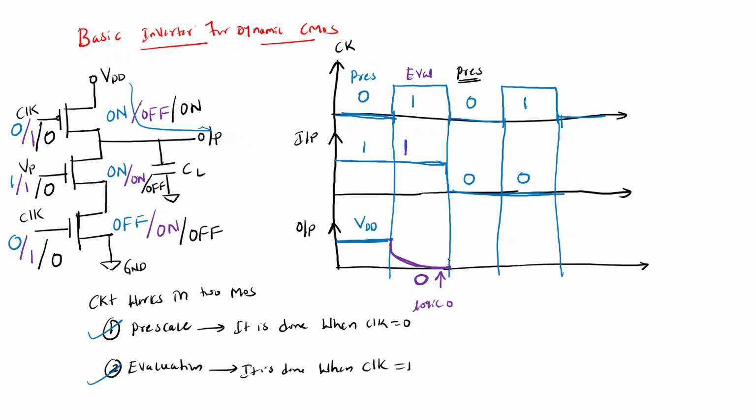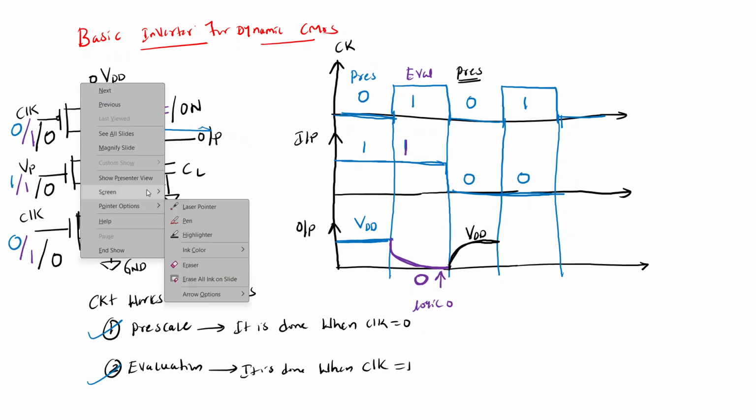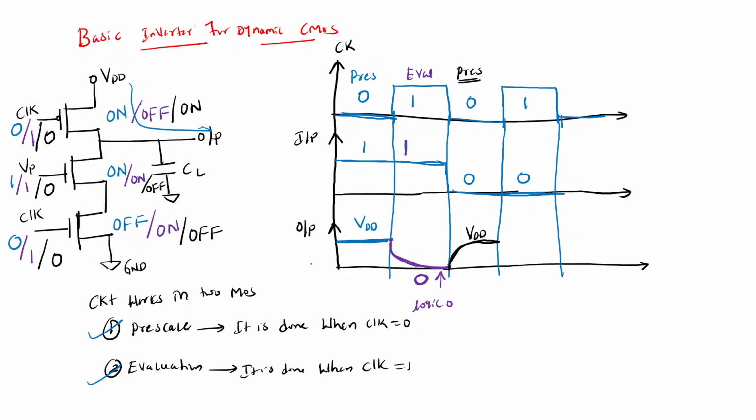So what happens again? This will charge the capacitor. The capacitor had discharged in the evaluation mode, and again it will charge to VDD. After that, I am giving the clock as 1 and the input as 0 only. Next I am giving the clock as 1.